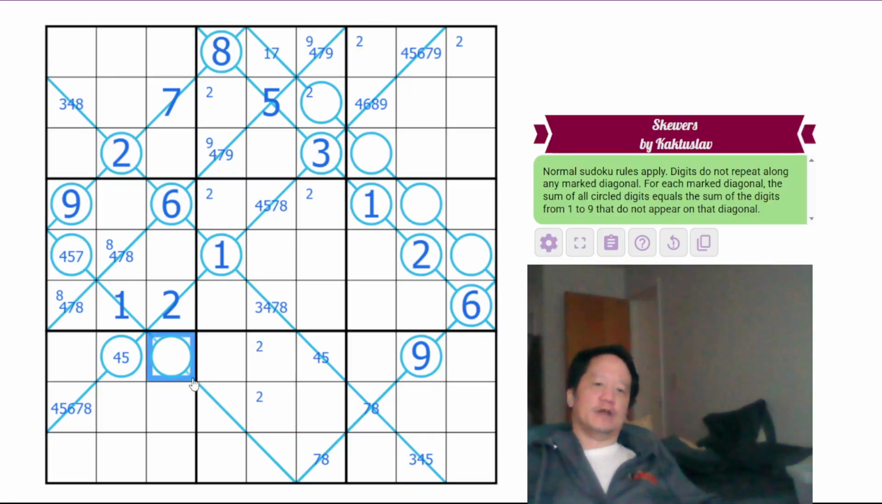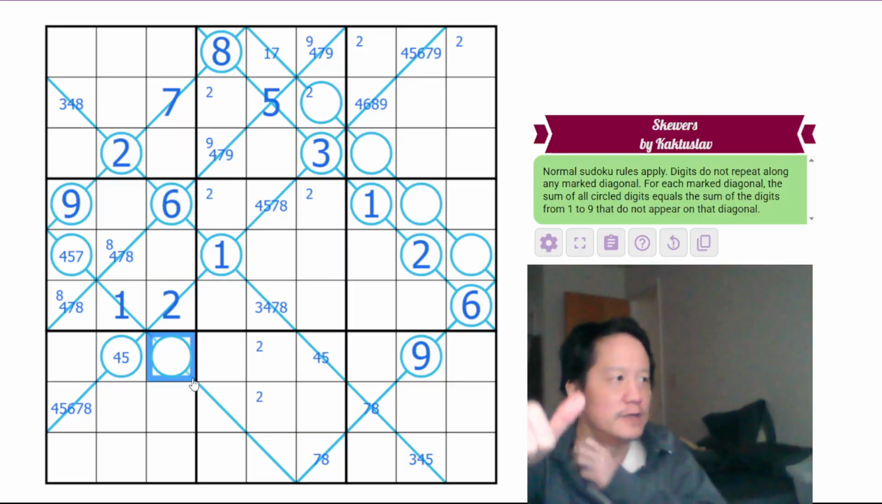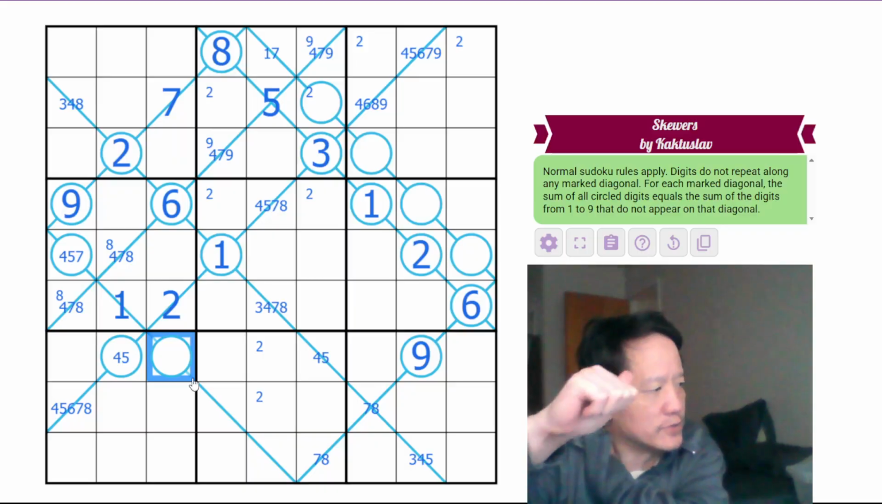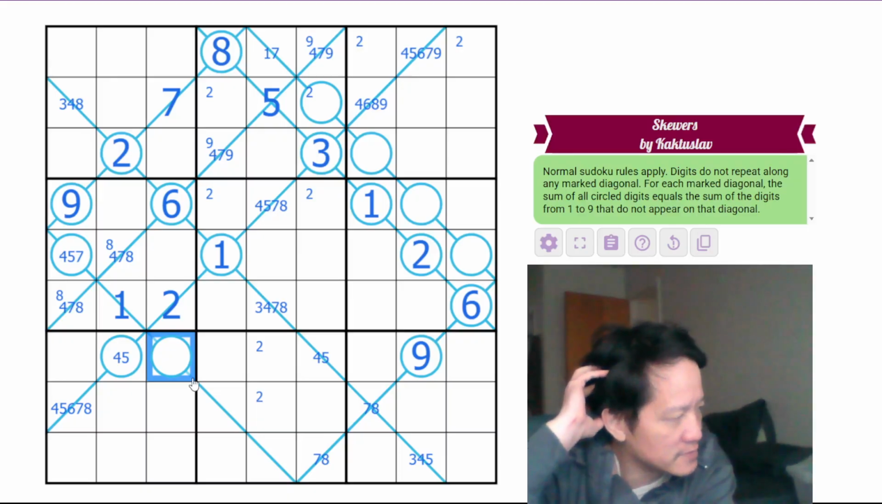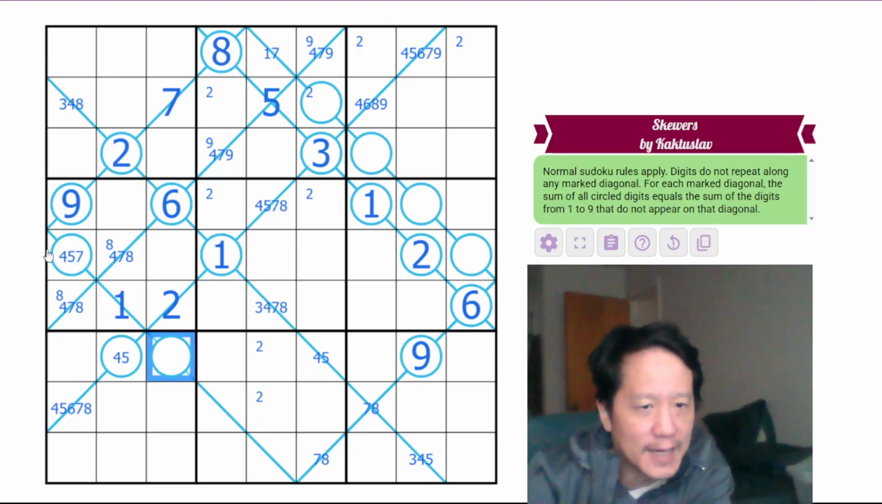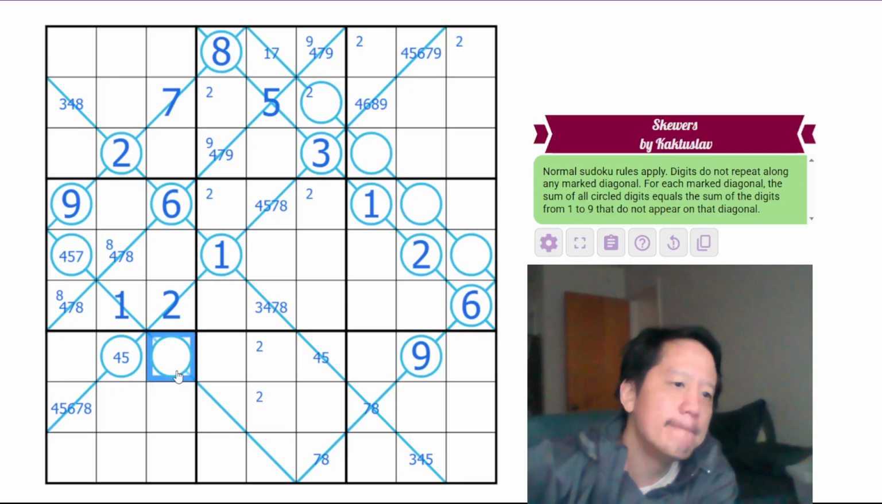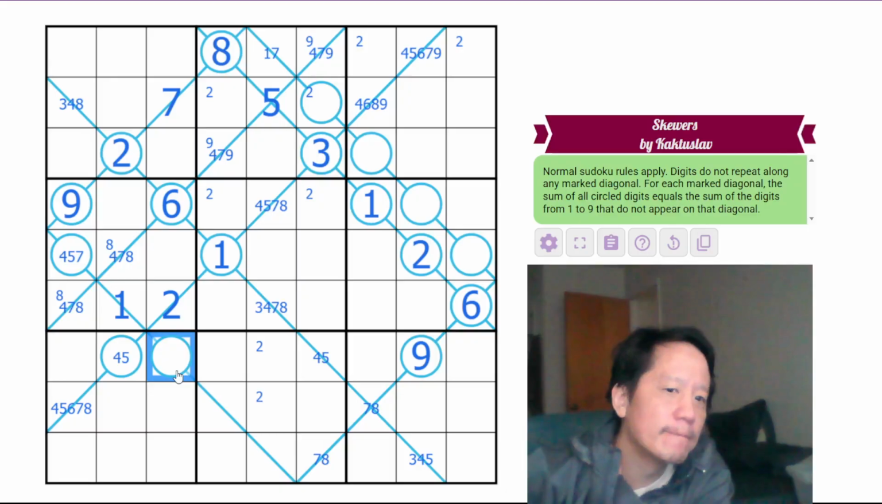Can you have 3 be on the line? Then the minimum of the digits off the line are 2, 4, 5, and 6. And that adds up to 17, but this cannot be 8 or 9. Neither of these can be 9. This is at most 15. Wait, okay. That's interesting.